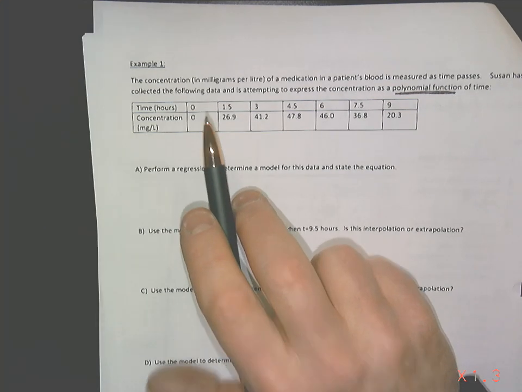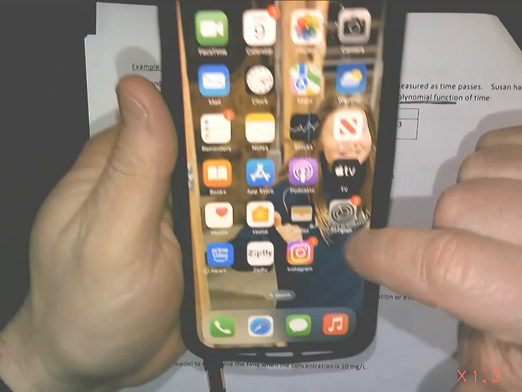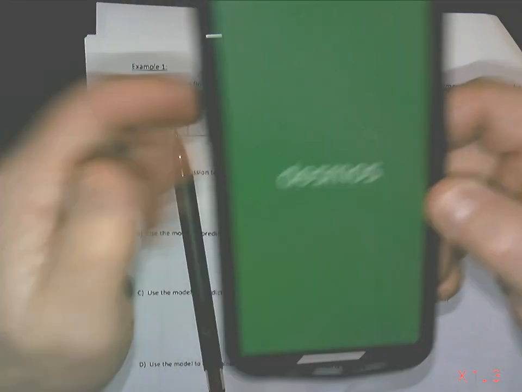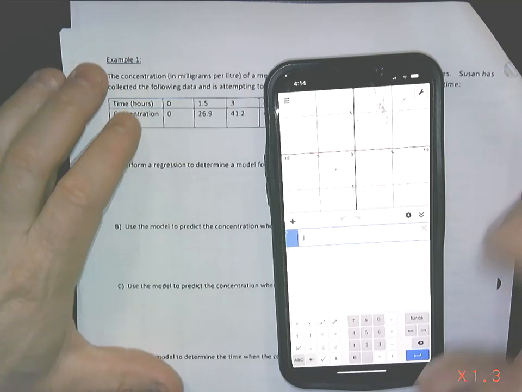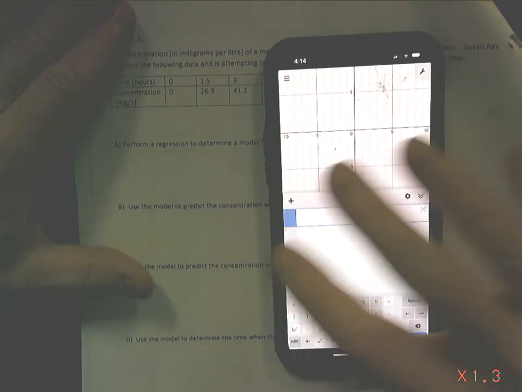So you're going to go to your phone. I'm just going to grab my phone. See what's going on here. Okay, here's my phone. Go to Desmos. Where is little Desmos? So I can see it better. Maybe I can't. I don't know.